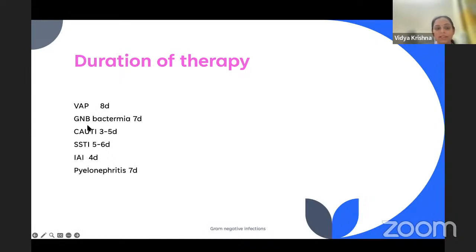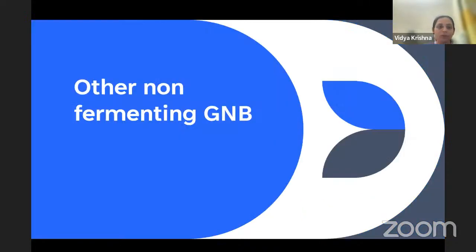For VAP, it's 8 days. For a gram-negative bacteremia, it's only 7 days, especially if the line is out and the patient is stable, just decide to stop. CAUTI is only 3 to 5 days. The SSTIs are only 5 to 6 days. Intra-abdominal infection, already I told you, 4 days. Pyelonephritis, 7 days. Most of the times, the patient is already stable by this time. You've treated adequately, just feel free to stop.